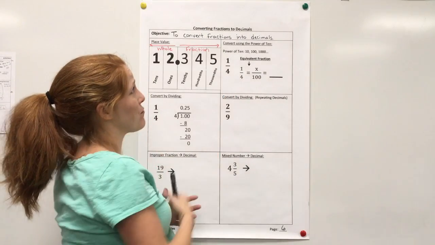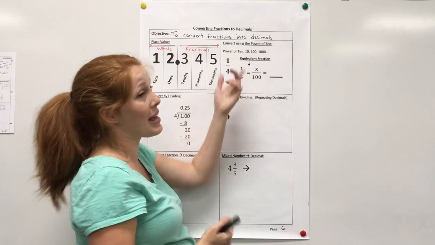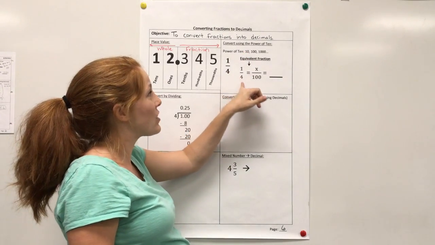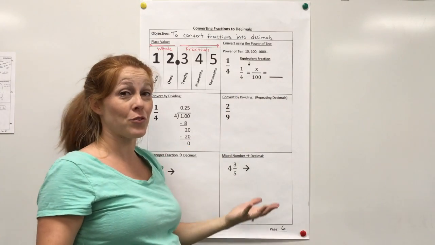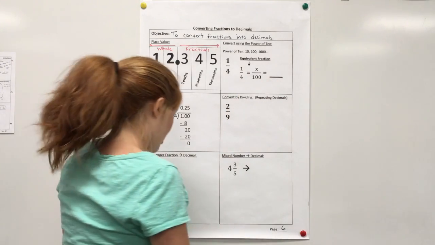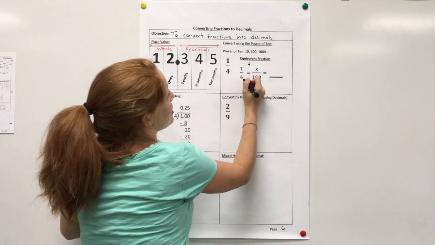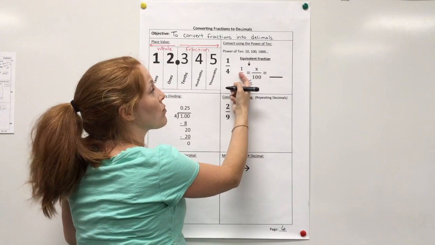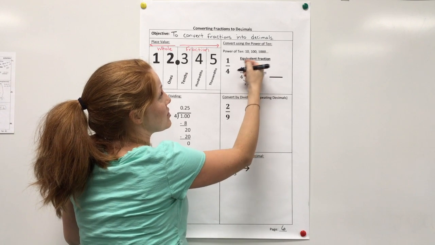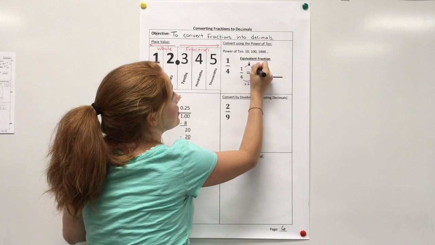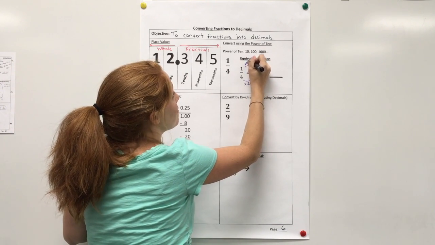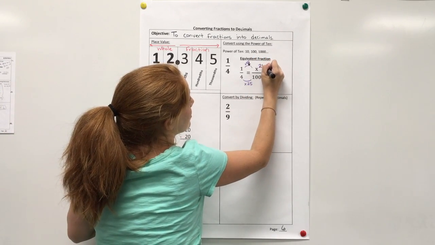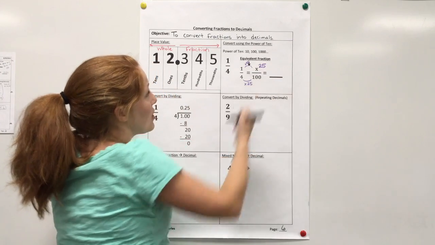So for example, 1/4. I can't get 4 to 10 because 4 times 2 is 8 and then it skips to 12, but I can go to 100 because I know there's 4 quarters in a dollar. So I could do times 25. Well, remember, whatever I do to the denominator, I need to do the same thing to the numerator. So times 25, and 1 times 25 is 25. So this would be 25 hundredths.